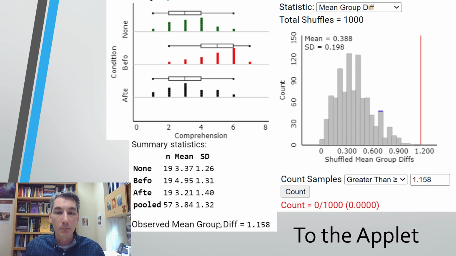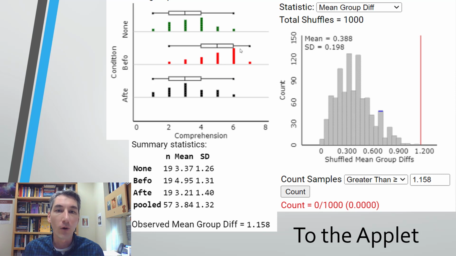And then our mean group difference statistic was 1.15. When you enter that in, it draws the line and counts how often you got something as extreme or more extreme than what we got in our sample. And it never happened. So we are way in the tail here, a p-value of 0 out of 1,000. So we've got very, very strong evidence that this kind of difference would not happen by random chance. It must be evidence that there's something going on, some kind of association. And if you just look at the data, you see it.